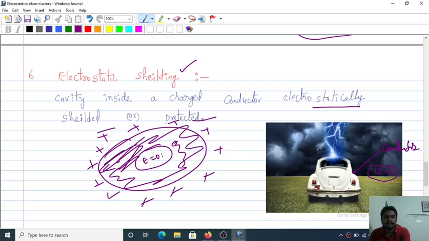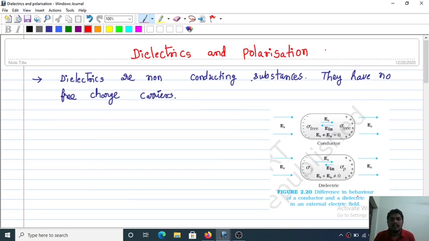Thank you. The next topic is dielectrics and polarization. Dielectrics are non-conducting substances like insulators. They have no free charge carriers, whereas conductors have free charge carriers. Electrons are free charge carriers, but dielectrics have no free charge carriers. In this class we will discuss how dielectrics and conductors behave when they are placed in an external electric field. Look at this figure.